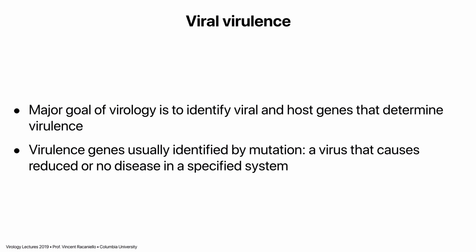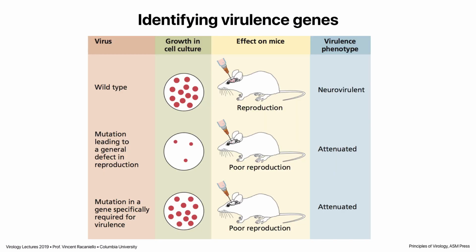So we make mutations in the virus and the host, or both, and we infect, and we measure virulence by our assay, and we carefully quantify it. So here's an example of an experiment like that. Let's say we have a virus that infects mice. We inject the virus intracerebrally, right in the brain.